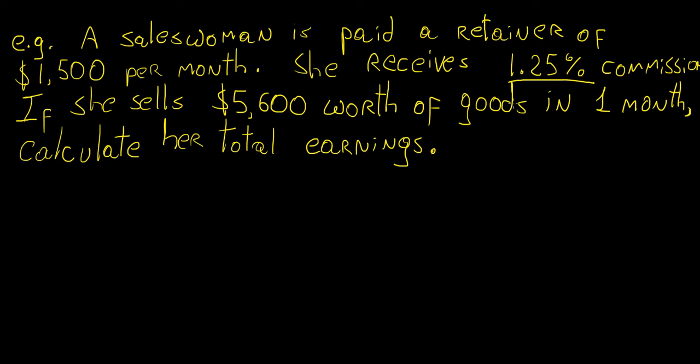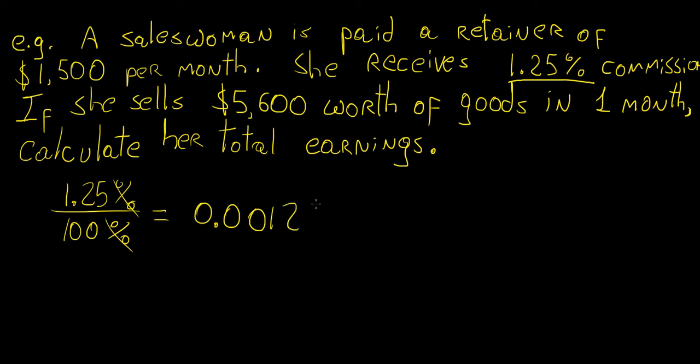Well, first of all, we need to find out what is 1.25% of this. So we need to convert this to a decimal. So 1.25% divided by 100%. Percentages cancel out, and we're going to move this two decimal places to the left. And let me see if I did this correctly. 1, 2. Yep. That's going to be this quantity in decimal form. And now we're going to multiply this by $5,600.